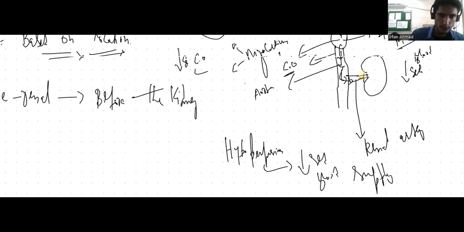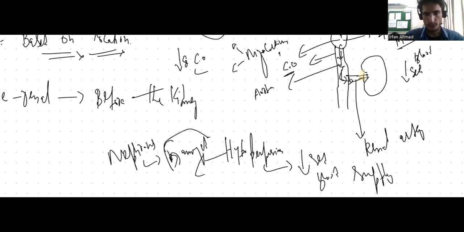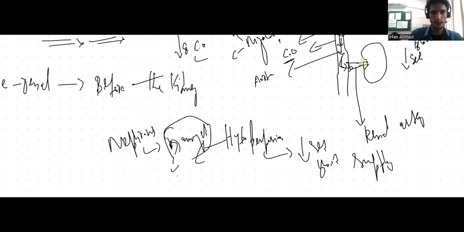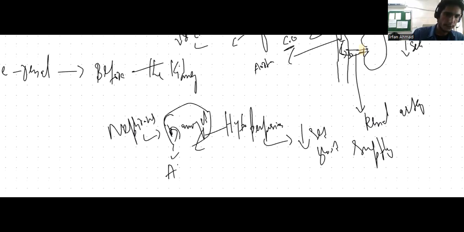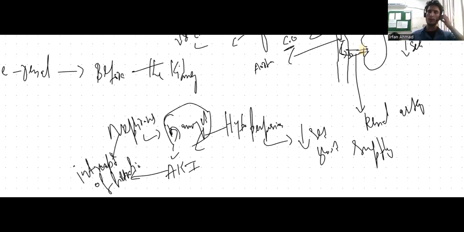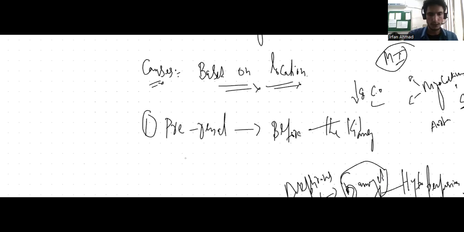nephrons to be damaged. Nephrons are the functional unit of the kidneys. If they are damaged, what does it cause? It will interrupt the function of the nephrons, which is to filter. Interruption of filtration or inappropriate filtration causes acute kidney injury. So going back to the causes, I said pre-renal causes, before the kidneys. We can say myocardial infarction.